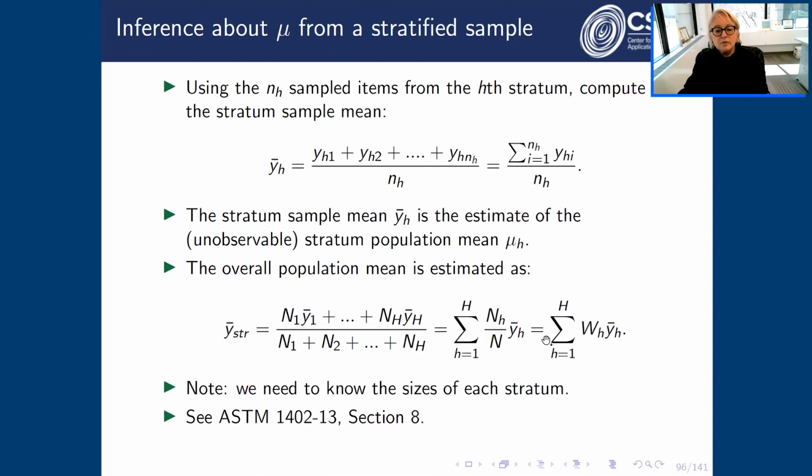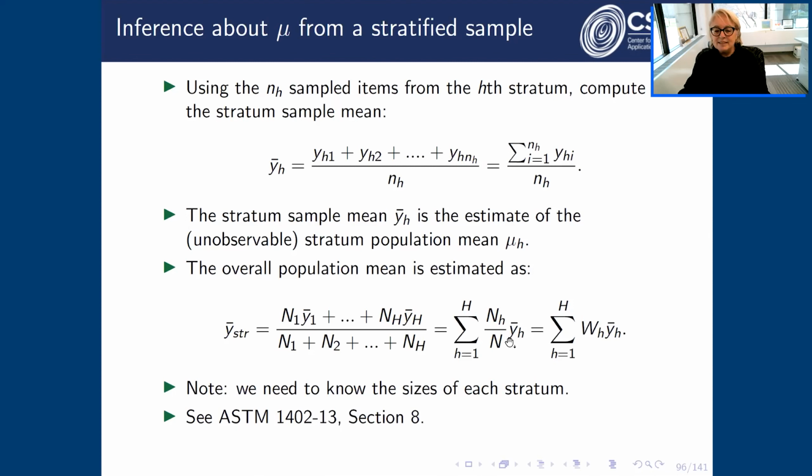And so how would you estimate the overall population mean? That's this y bar, which I am calling y bar STR for stratified. And that's just a weighted average of the strata means. And the weights here are given by the relative size of each stratum in the population. So for each stratum you take the stratum size divided by the population size and multiply that by the mean that you computed in each stratum.